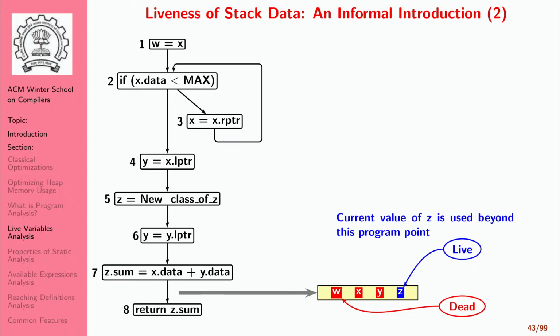Are we changing the contents of Z, or are we changing the contents of the object to which Z points? We are writing the sum field of the object that Z points to. We are not changing the contents of Z. We are not changing the address contained in Z. In fact, in order to access sum, I have to read Z. So I am reading Z. So Z is live.